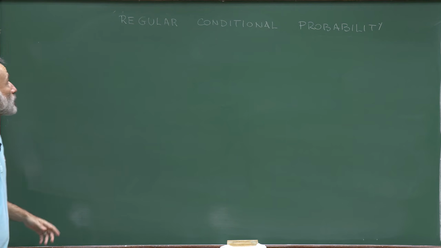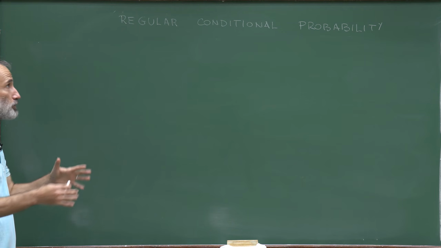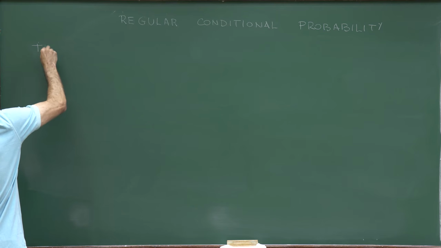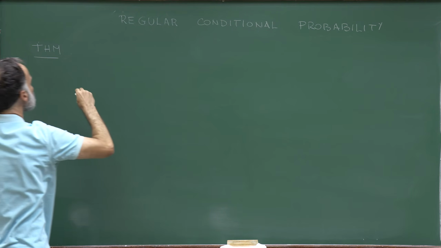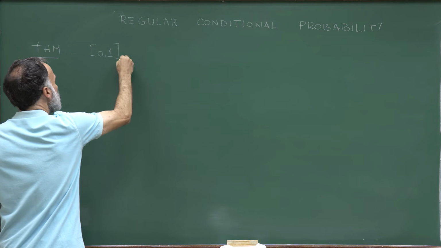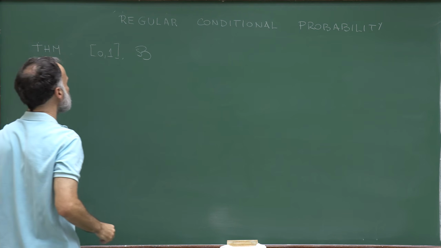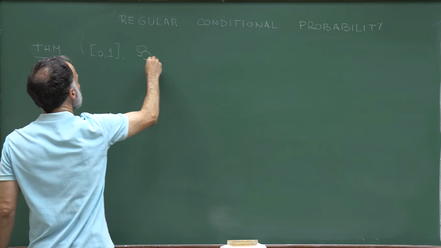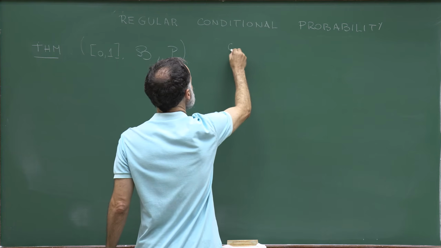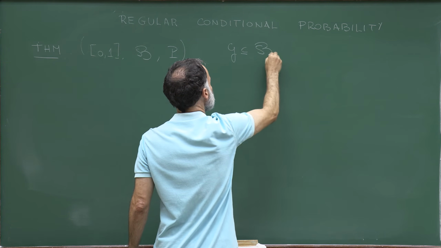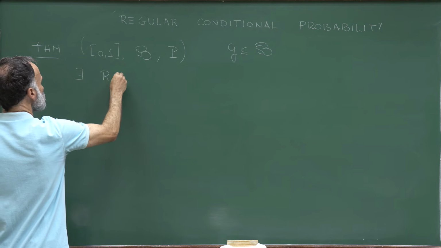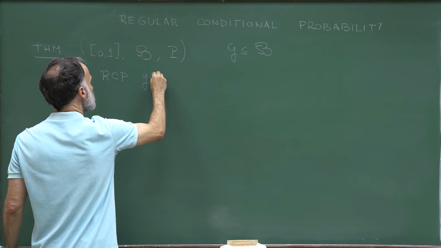So as I said, regular conditional probabilities do not exist in general. If the space is too big, they don't exist. But we will prove here a theorem that they exist in the following situation. Let's take the set [0, 1] with the Borel sigma algebra of the set and some probability measure which is defined on this set. Now let me take a sub-sigma algebra G of the Borel sets, and the theorem says that there exists a regular conditional probability given G in this context.